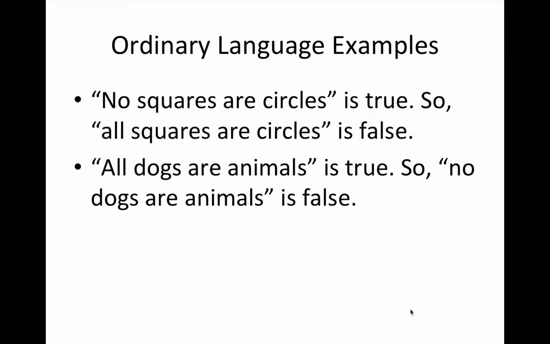Here are some ordinary language examples. The universal negative, no squares are circles, is true. Consequently, the universal affirmative, all squares are circles, is false. Similarly, the universal affirmative, all dogs are animals, is true. So, the universal negative, no dogs are animals, is false.